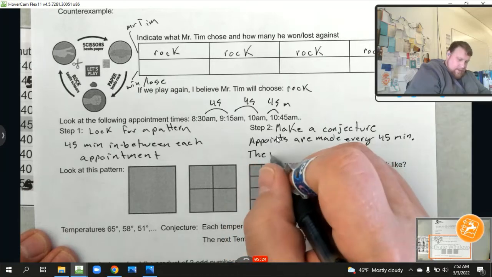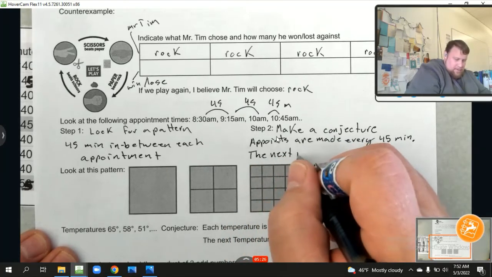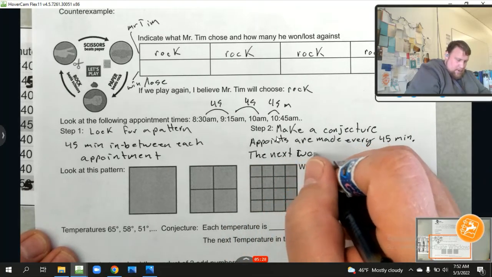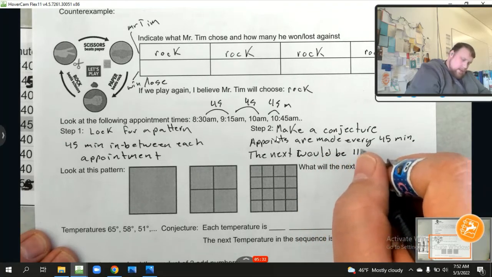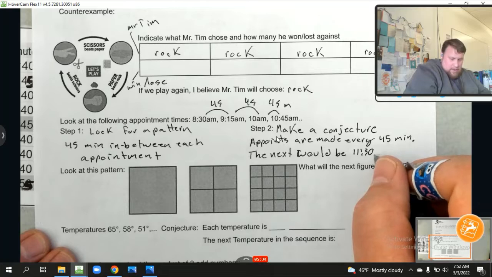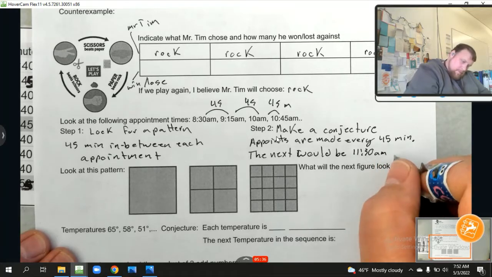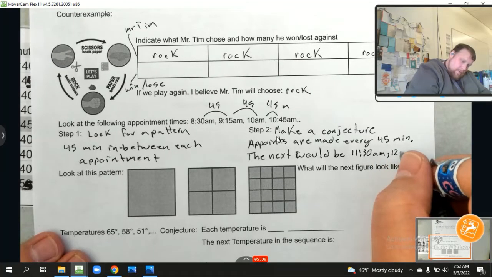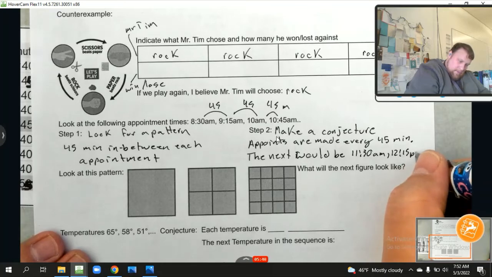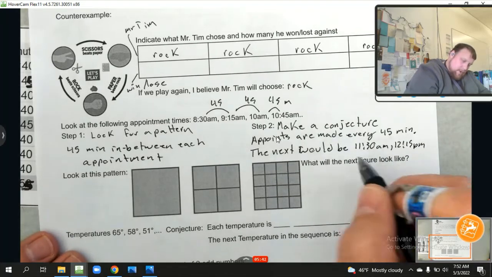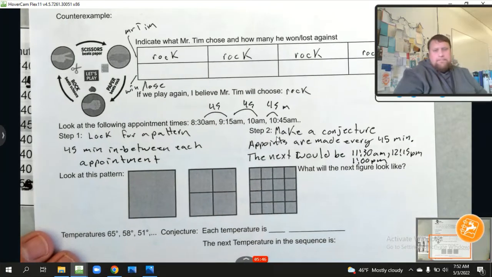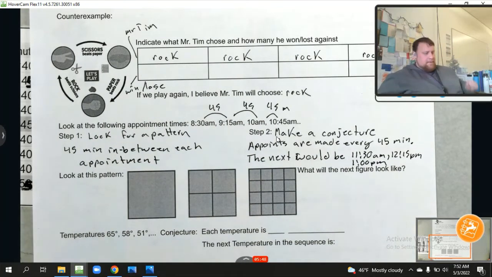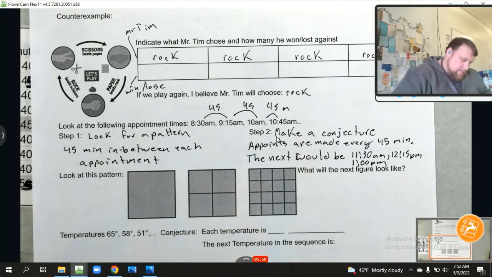The next in the pattern would be 11:30 a.m., 12:15 p.m., and if we did one more, we'd have 1 p.m. Okay? Again, pauses needed. So let's apply this process down here.